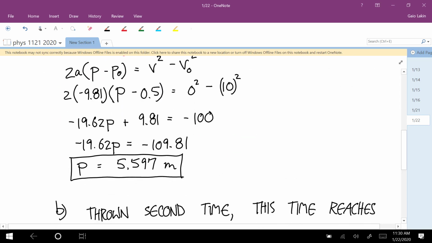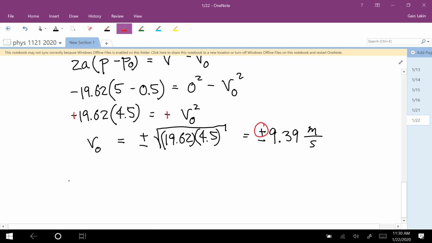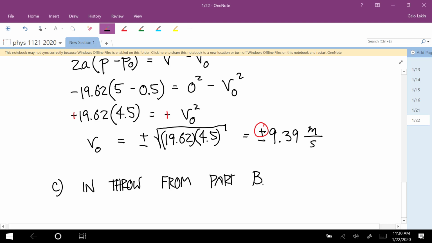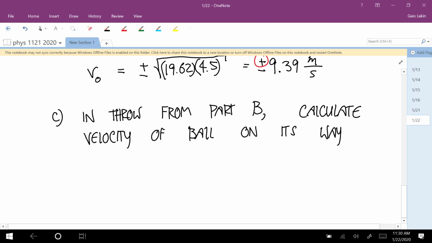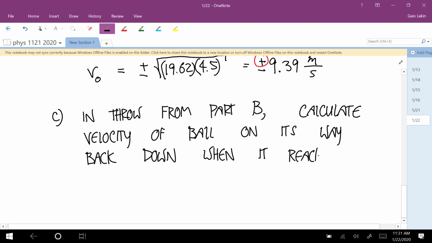Okay, one more part for this. So part C: in the throw from part B, calculate the velocity of the ball on its way back down when it reaches a height of 0.5 meters.